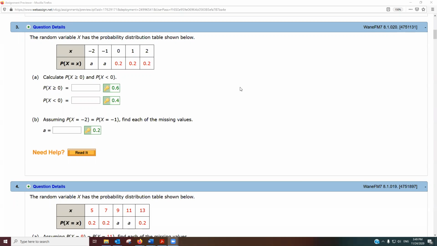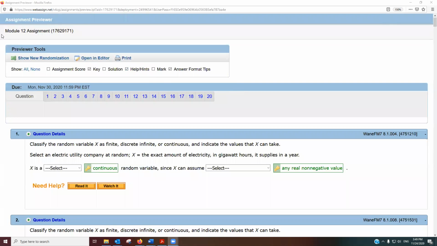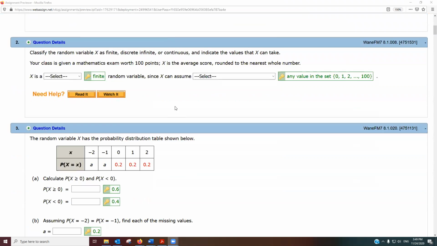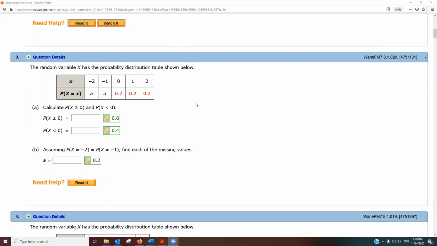All right, folks, I'm in the WebAssign homework for Module 12. So let's do a few examples here. Let me come here to number 3. It's giving me a probability distribution table where they're giving me the value of the random variable, that's x, and then the probability in the second row. First question, what's the probability that x is greater than or equal to 0?